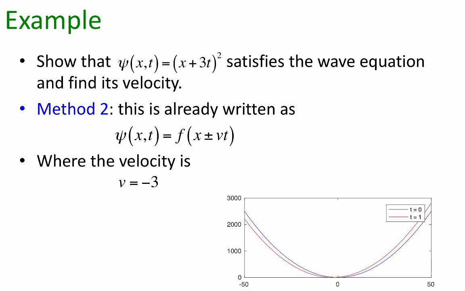Look at this MATLAB representation of this function at two different times. At time t equals 0, we have the blue line. T equals 1, we have the red line. Notice it's moving to the left, and that is a traveling wave. It's not much of a wave. It doesn't look sinusoidal, which is what we're used to, but it's a traveling wave because it has a profile that is moving to the left, and it's a function of x plus vt.